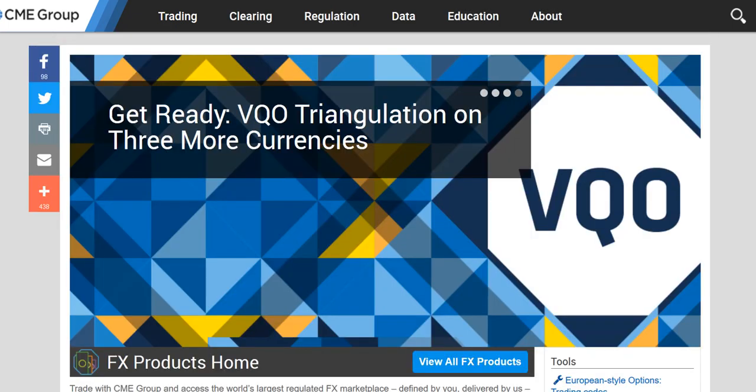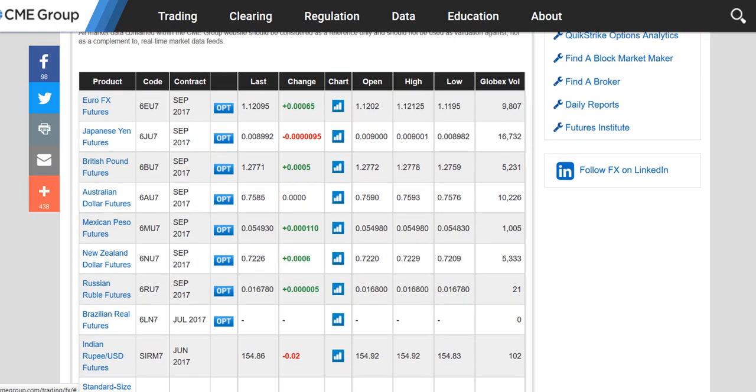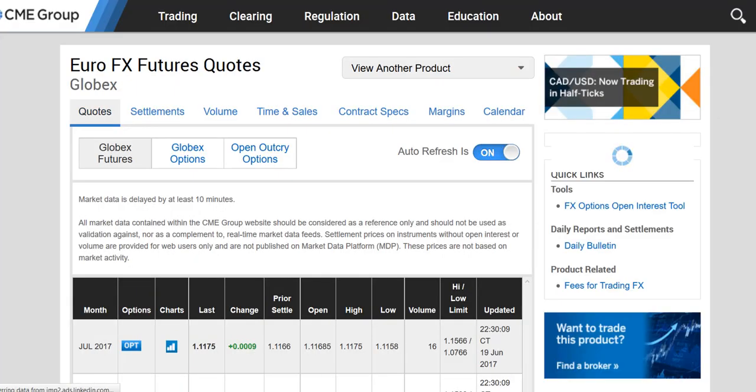So now we are at the foreign exchange quotes. And here are some examples. So you have futures contracts involving the euro currency, the Japanese yen, British pound, and so on. Let's look at euro.